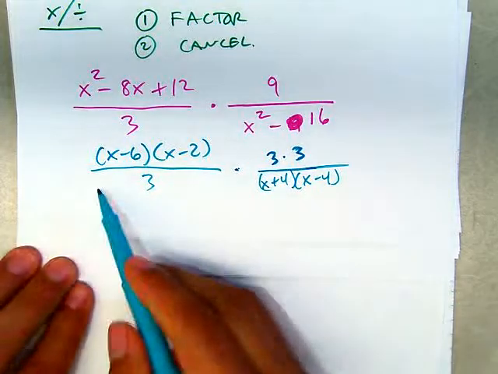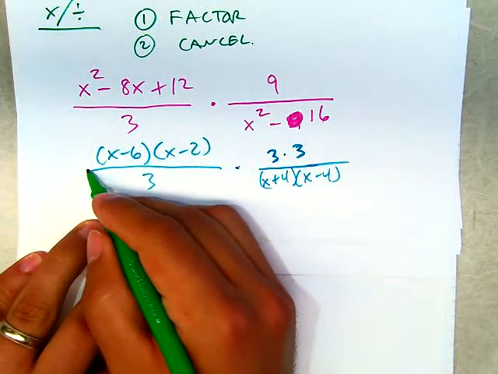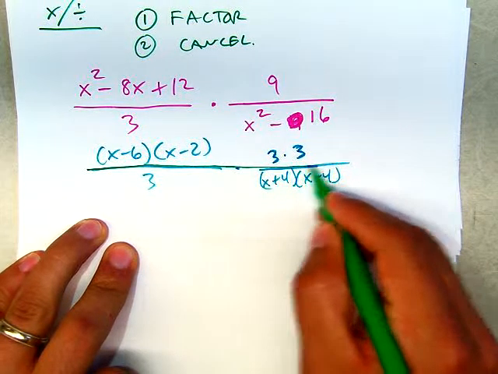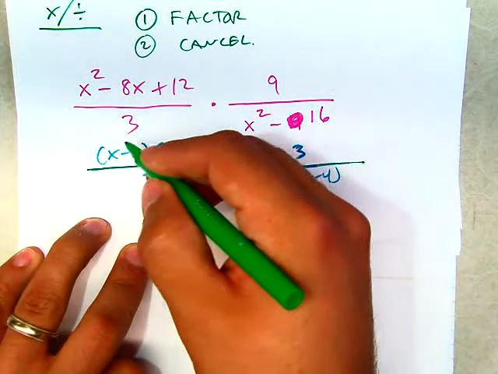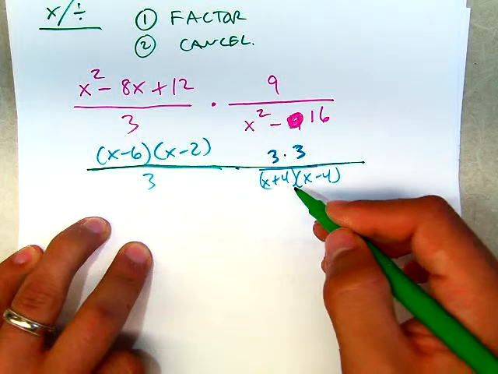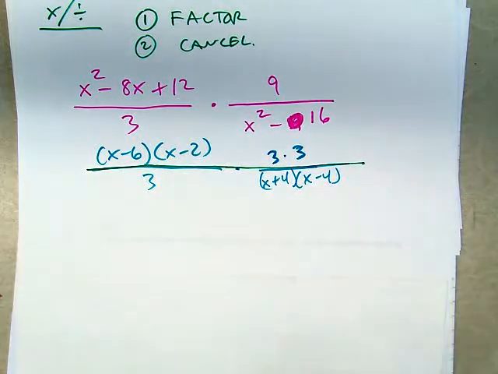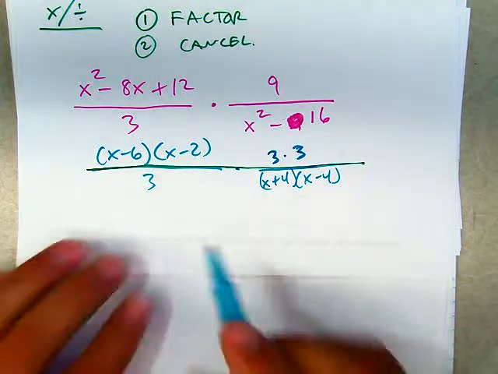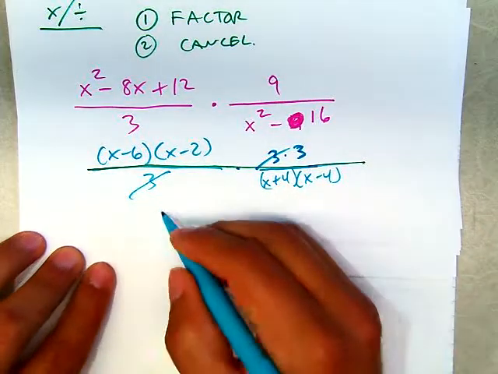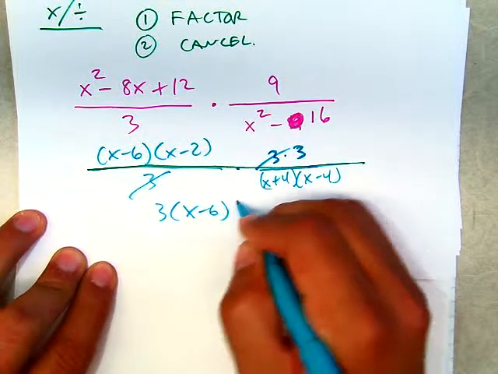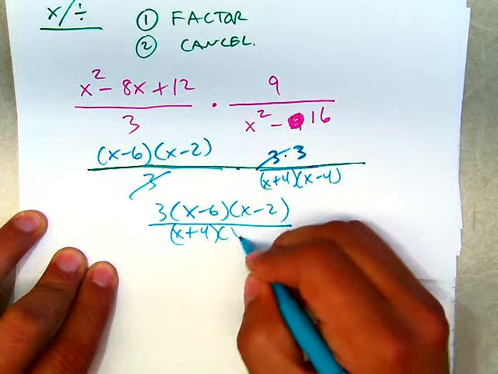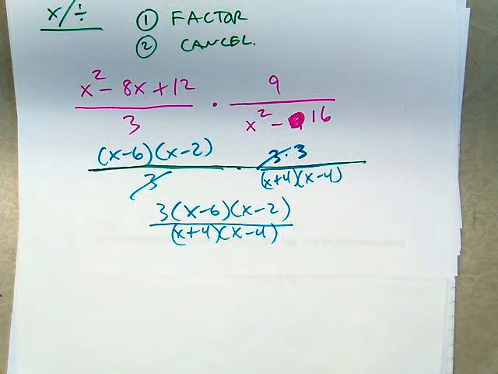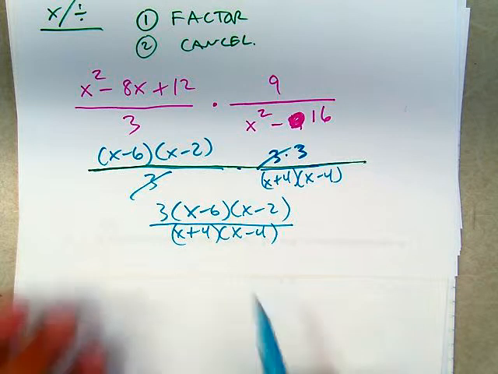Okay? Now, the best way to do this kind of problem is, once everything's factored, just pretend this is one big fraction. Anything in common with the numerator, anything in common with the denominator, those cancel out. So in this case, what's the only thing that cancels? One of the 3's. So then we have a 3 left in the numerator, x minus 6, x minus 2. And in the denominator, we have x plus 4, x minus 4. And that's it. If more cancels, more cancels. If not, then we're done.